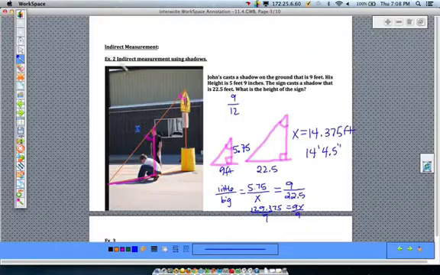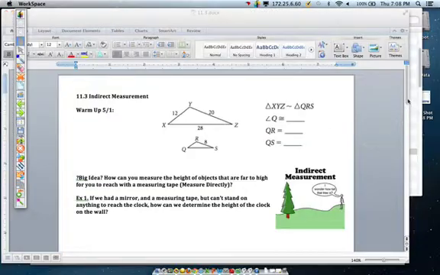Next. I keep forgetting that it's on this document. Okay, the next one.